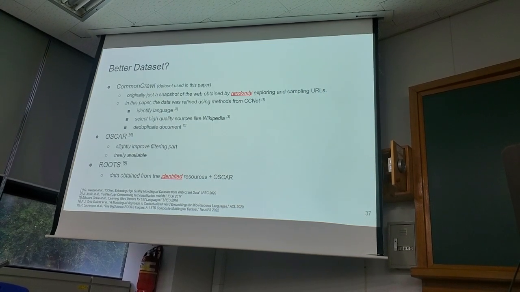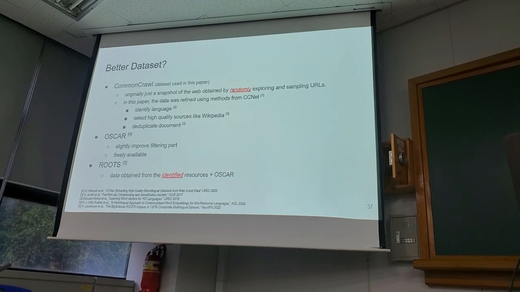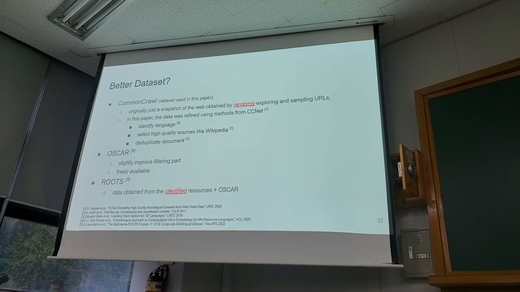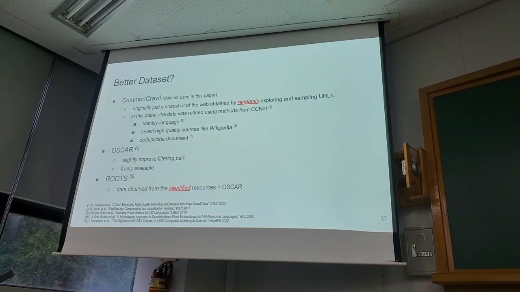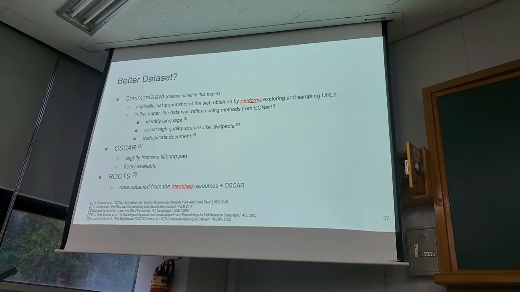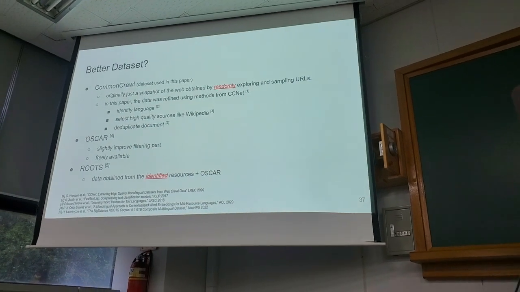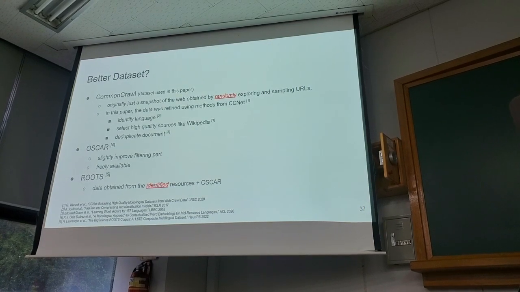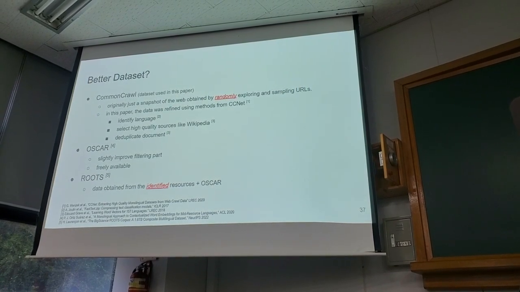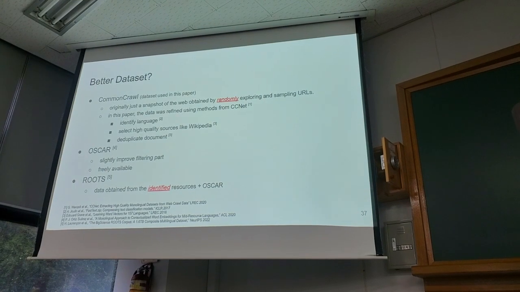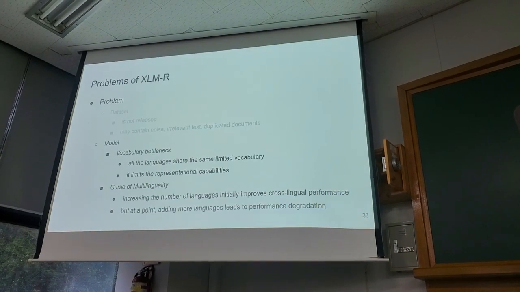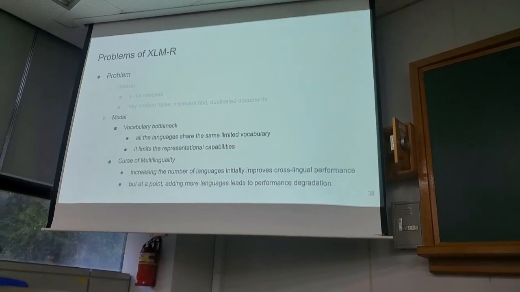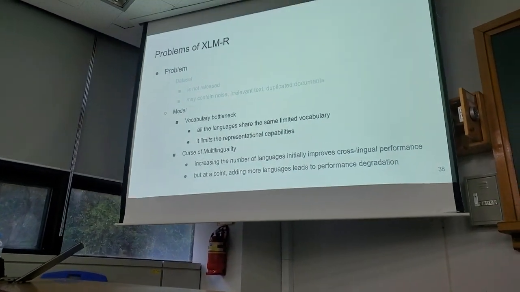Subsequent research, such as OSCAR, slightly improved the filtering part of CCNet, and opened their dataset freely. Following OSCAR, the study named ROOTS added data obtained from identified resources to the unidentified, randomly crawled OSCAR data. Beyond dataset issues, there are also identified problems with the model itself.